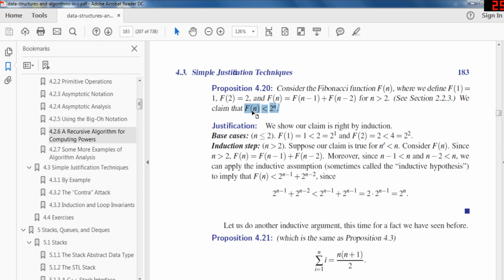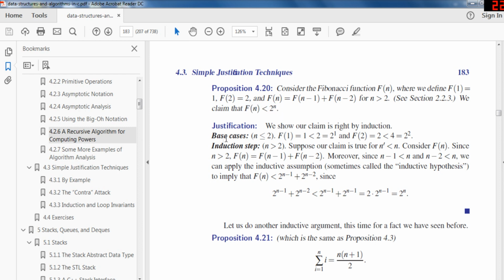So that showed that this is true for f of 1. Now we're going to show that it's true for f of 2 as well. So we plug in 2 for f, and we get what? Based on what they gave us for the Fibonacci sequence, f of 2 is 2, right? Now we plug in 2 for n in 2 to the n as well. So 2 to the n is 4, right? So that proved 2 is less than 4.